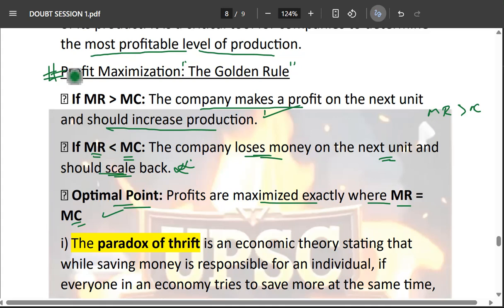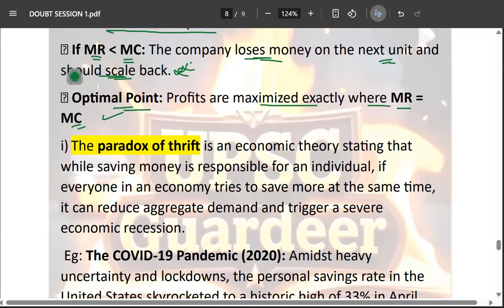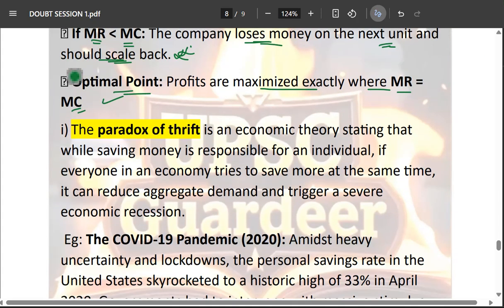Next, come to the paradox of thrift. It is very simple. It is about how money is being saved. Whenever there is a disaster, you will start grabbing money and saving things so that you have them for the future. For example, with the Iran war going on, Israel, Iran, USA, what are people doing? They started accumulating LPG cylinders. Why? Because in future there will be a shortage.